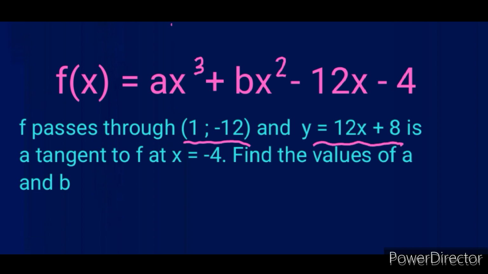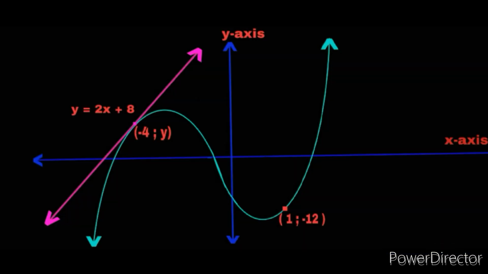This question can come out in sentence form. It can also come out in diagram form. Let's take a look at the diagram form of it. Alright, here is the diagram form of it. So you are given a cubic graph and you are given a tangent. They have to tell you that this is a tangent. If they tell you that this is the tangent, then for you to find a and b, you need a point. So you've got a point right there, which is (1, -12).